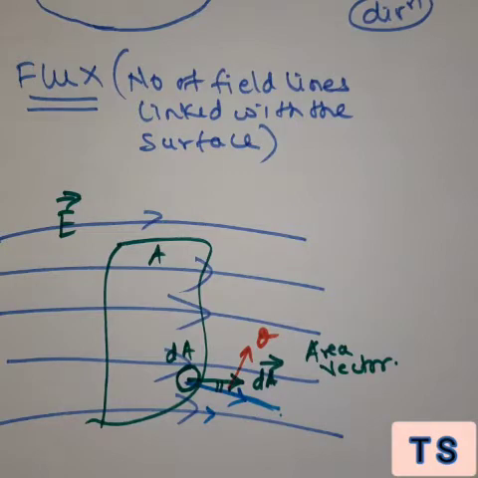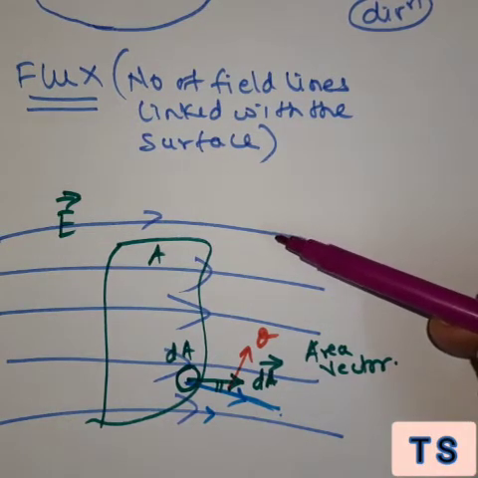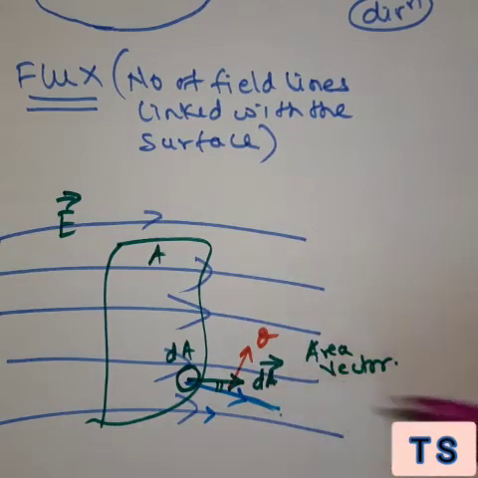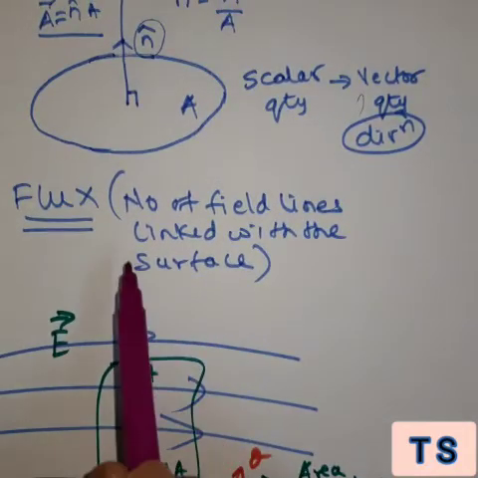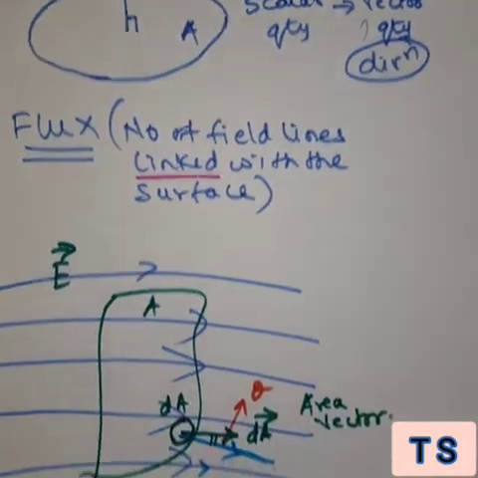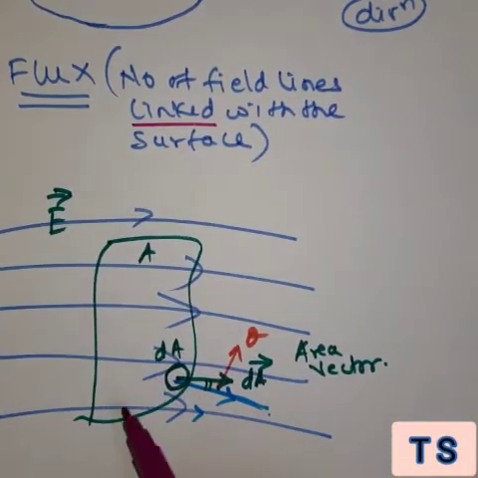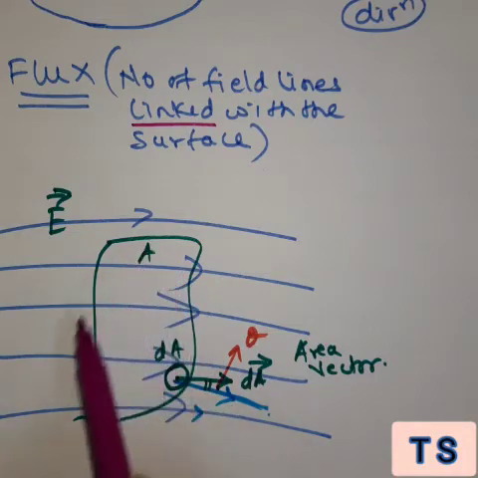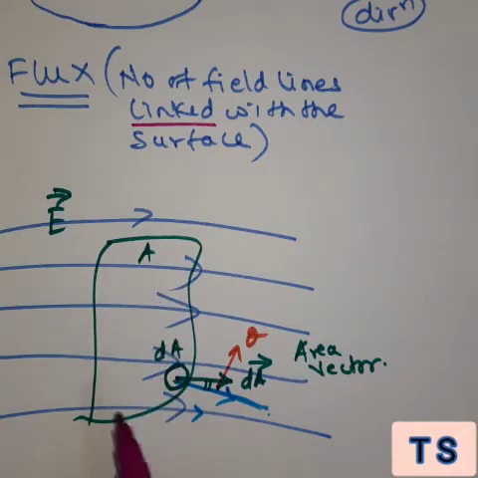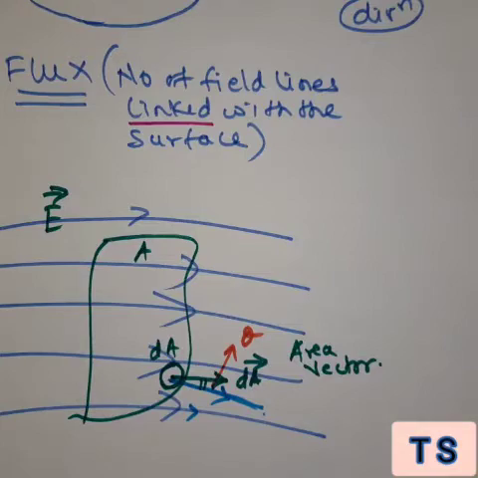Now, just for an idea, how many electric field lines do I have? 1, 2, 3, 4, 5. Out of these 5 field lines, how many are interacting with this surface? That means field lines which are linked with the surface. It's 1, 2, 3, 4. So I can say that the electric flux through this whole area is only these 4 field lines.